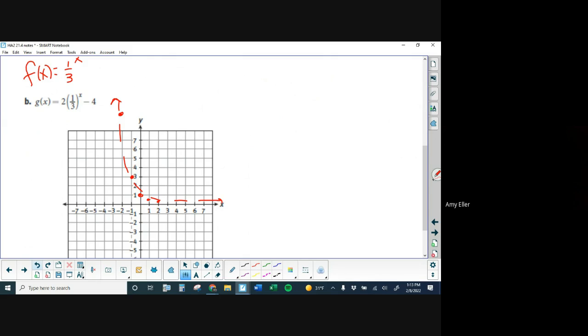So we are doing vertical stretch by a factor of 2. Multiply every current height by 2. Then slide it down 4. Go ahead, do that on your own. Every height multiplied by 2. Slide that down 4.